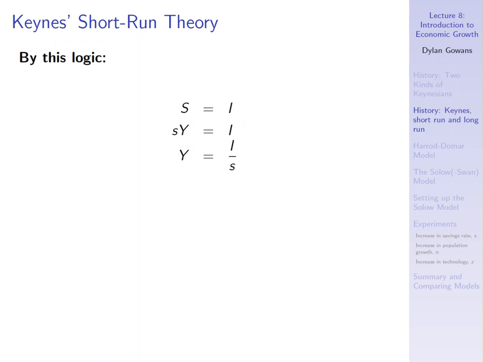And so we can easily just rearrange this, right? To get what demand is going to be after income goes through the circular flow. So income is just going to be I divided by S, just by this logic.